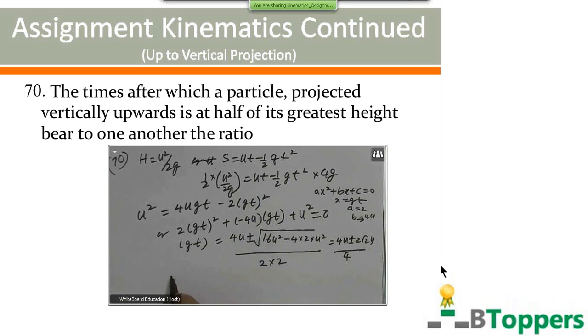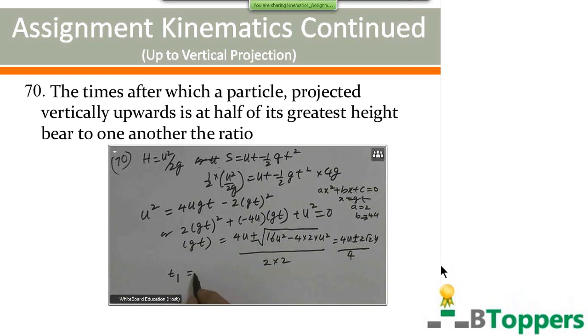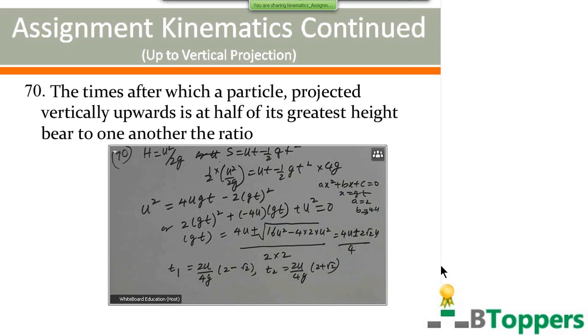So you get the two values of time t. The smaller value of time we can denote by T1, the larger value by T2. Simplifying, T1 you get 2u by 4g into 2 minus root 2, and the larger value T2 you get 2u by 4g into 2 plus root 2. So you can find the ratio of T1 and T2 to complete the problem.